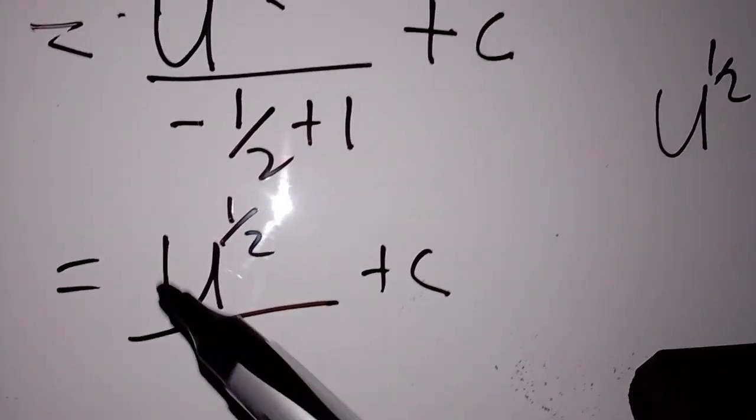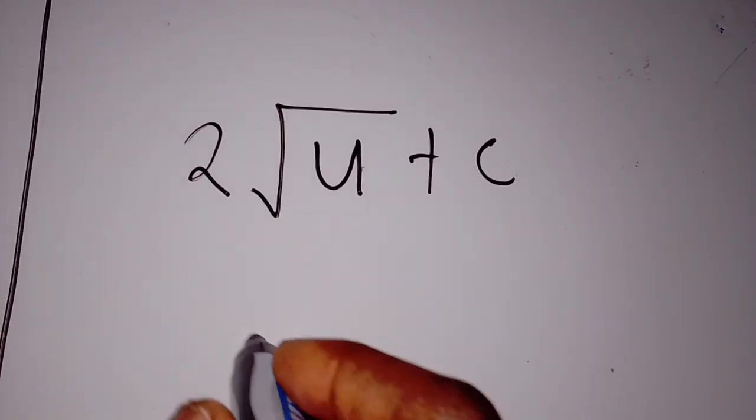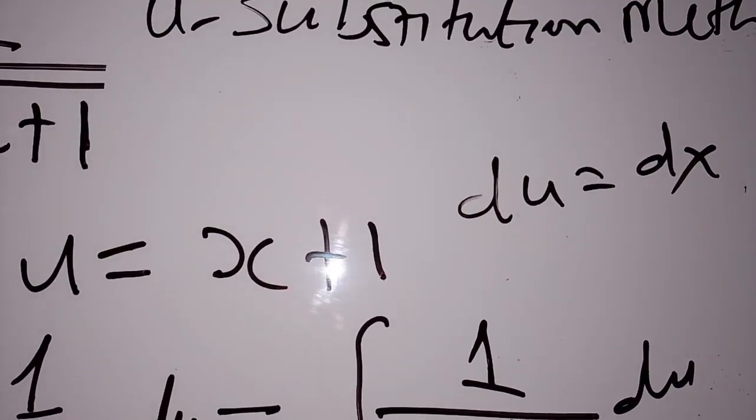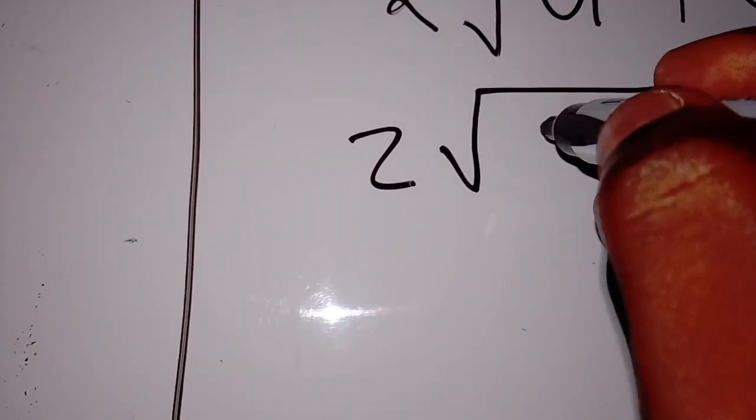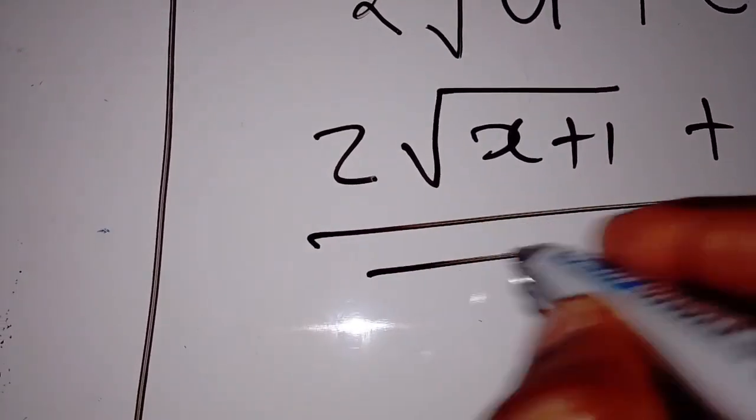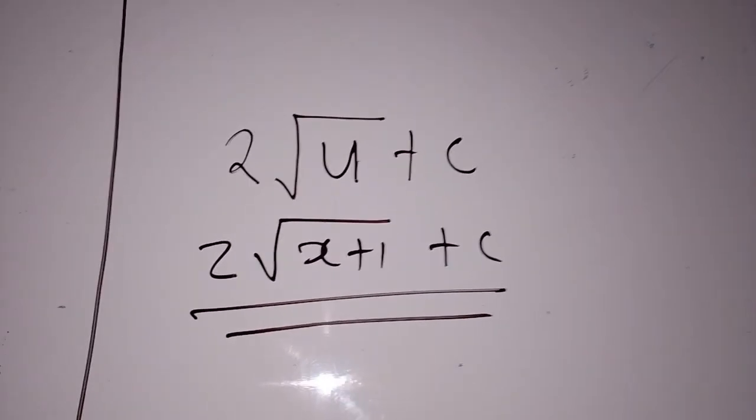So it will be 2 square root u, plus c. Okay, what is our u? We had x plus 1 to be our u. So it will be 2 square root of x plus 1 plus c. You are done. Okay, I'm sure it is clear.